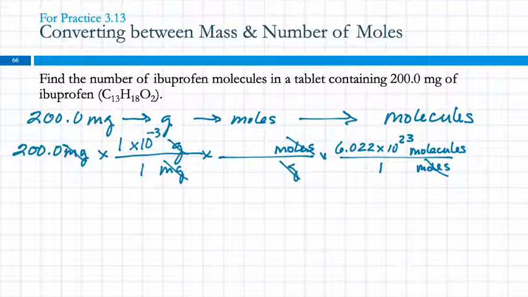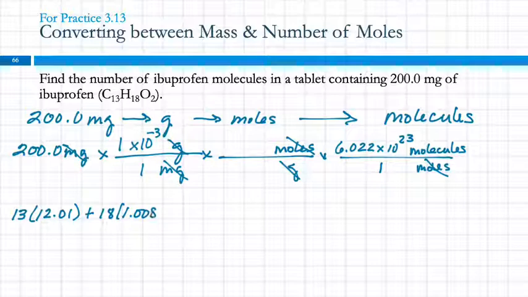Okay, molar mass in the middle, I have to calculate that. They gave me the formula because there's no way we expect you to know what the chemical formula for ibuprofen is. 13 carbons times the mass of carbon, 18 hydrogens times the mass of hydrogen, and 2 oxygens times the mass of oxygen.